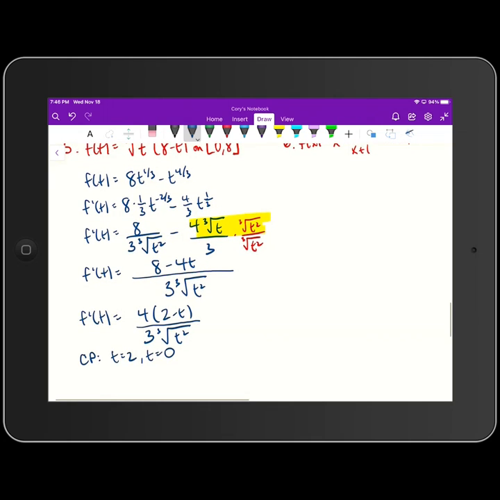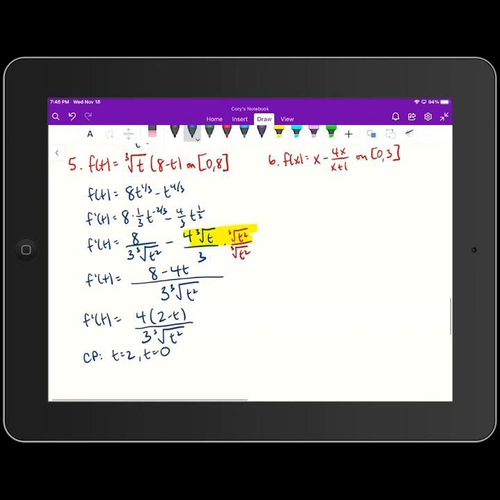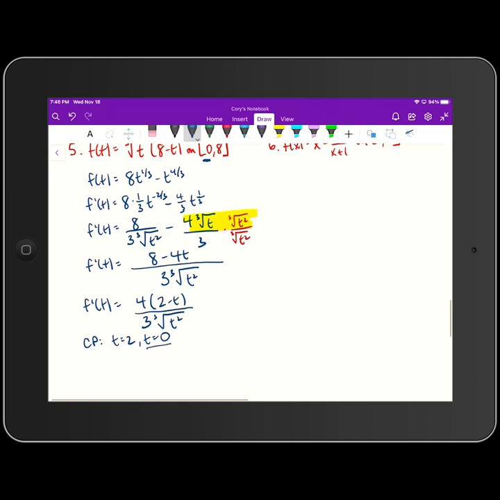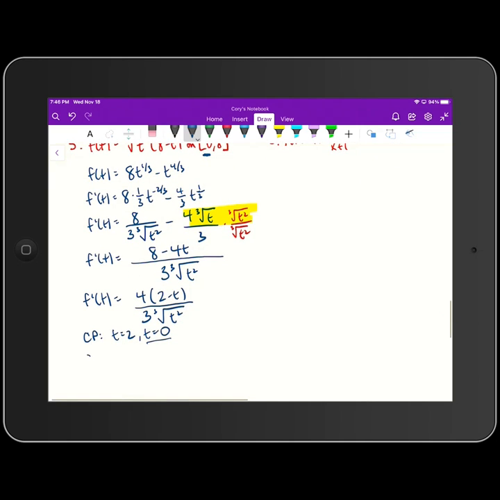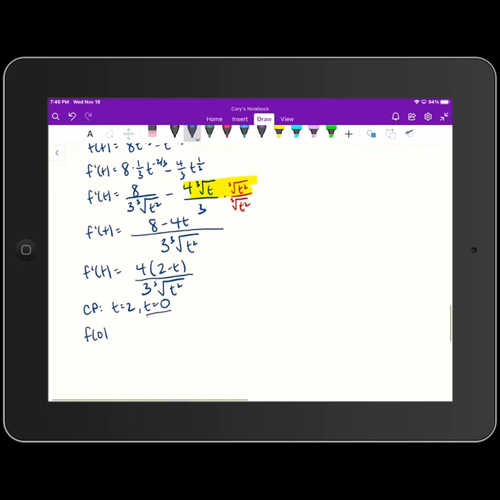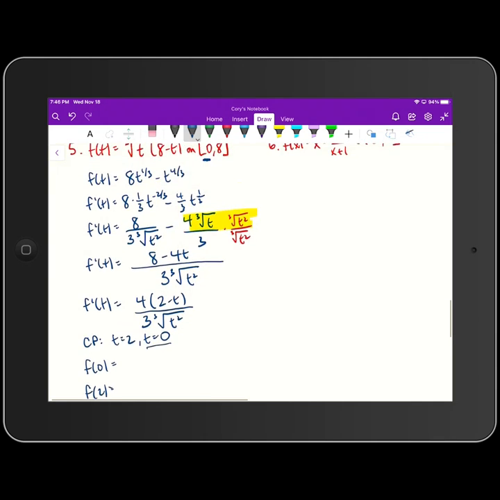Okay? So the good news for us is this critical point at t is equal to 0 also happens to be the endpoint for our interval. So we only have 3 things that we have to test. We have to test f's value at 0, f's value at 2, and f's value at 8.